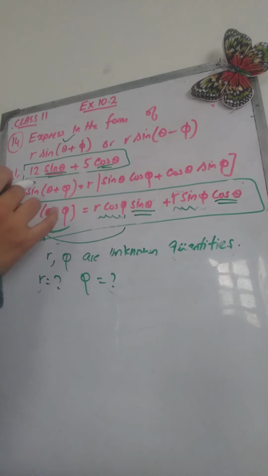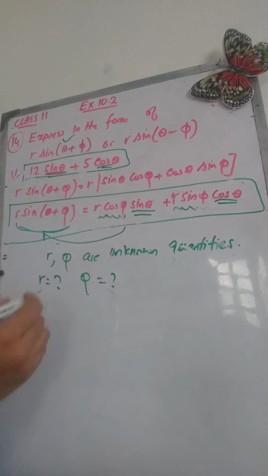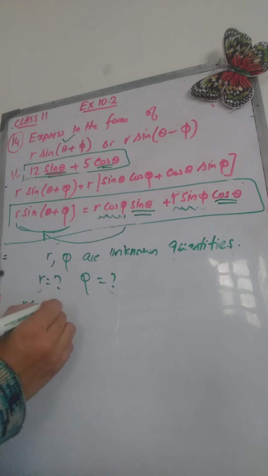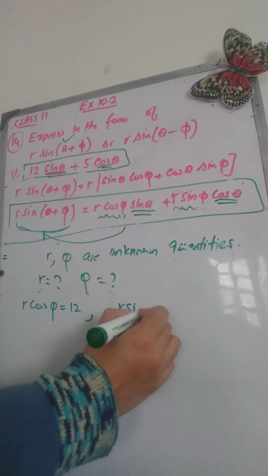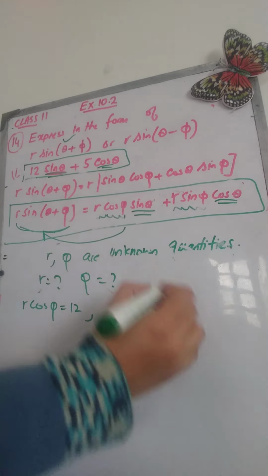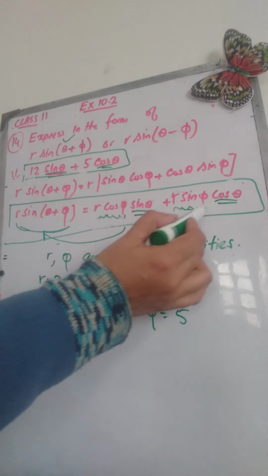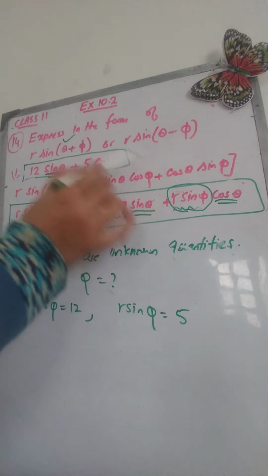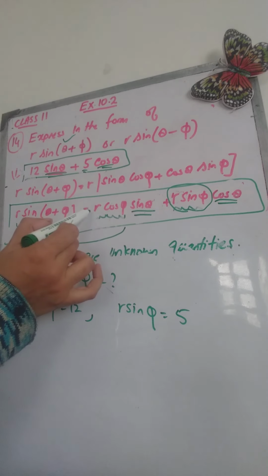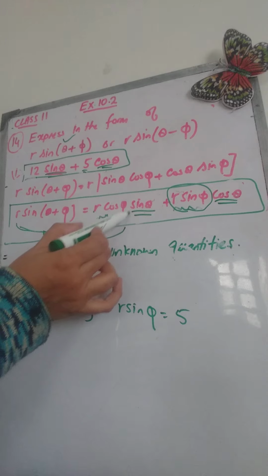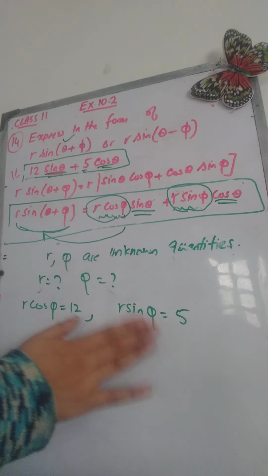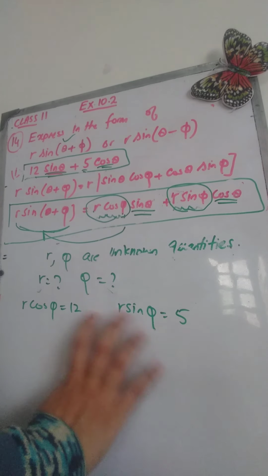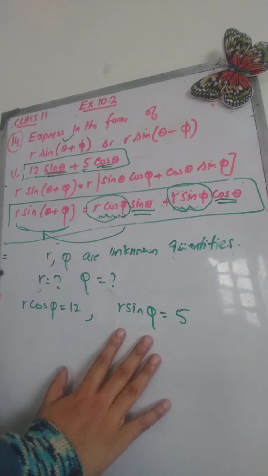So we have to find r and phi, which will give us 12 equal to r cos of phi. Okay, r cos of phi should be equal to 12 and r sine of phi should be equal to 5. So I'm going to find r and phi which will make r cos of phi equal to 12 and r sine of phi equal to 5. So this is our aim. These two expressions are given to us. These are the required expressions.